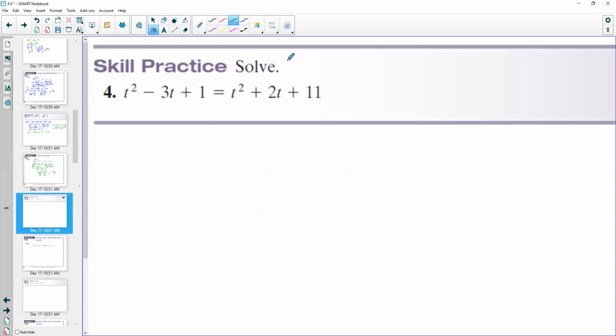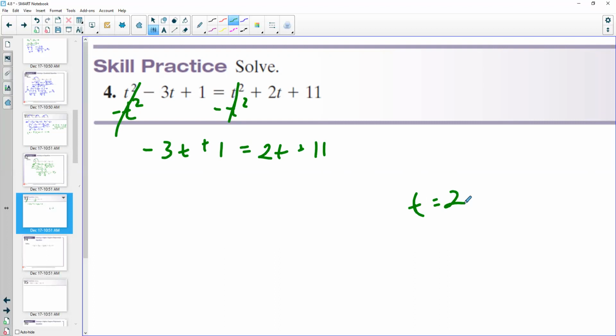This one works similarly because you can see it here, right? There's nothing to distribute. But when I try to move this over, those guys are going to cancel. And I'm going to have left negative 3t plus 1 equals 2t plus 11. From here, just treat it like a regular equation, right? You should get t equals 2 when you figure it out. Okay.